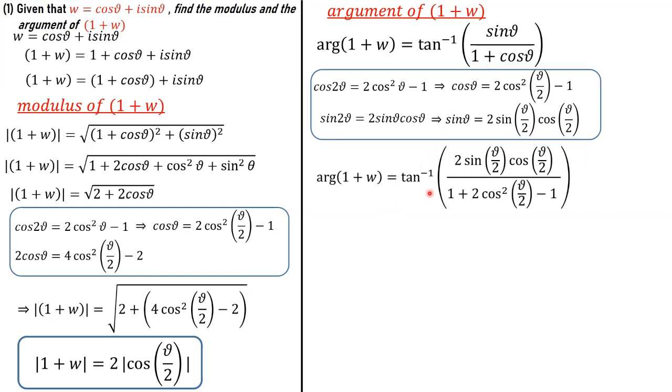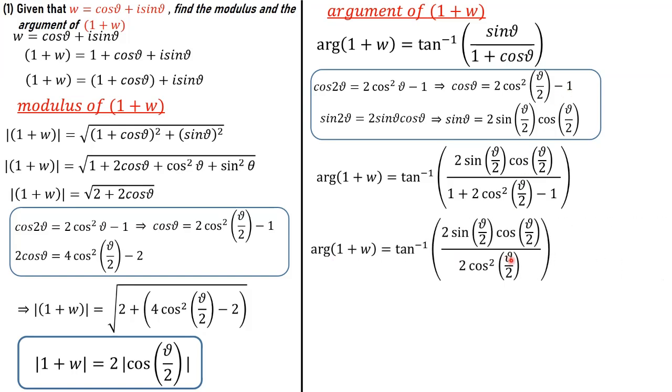So we can come inside this expression and put the values of sin theta which we obtained. That is, sin theta will correspond to 2 sin theta divided by 2, then times cos theta divided by 2, divided by 1 plus cos theta, which actually corresponds to 2 cos squared theta divided by 2, then minus 1. From which, for simplifying, because this one is going to cancel with this other one here, we are going to get tan, that is the argument of the complex number 1 plus omega, to be equal to tan inverse of 2 sin theta divided by 2, then times cos theta divided by 2, then divided by 2 cos squared theta divided by 2.